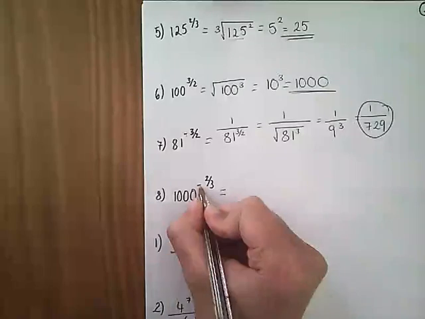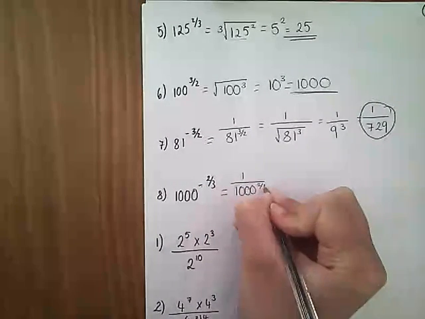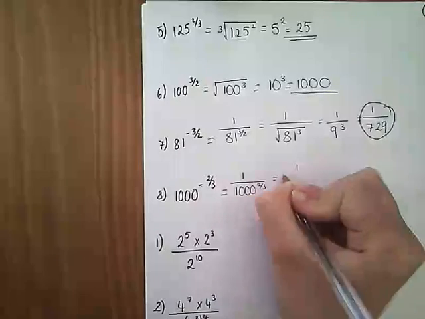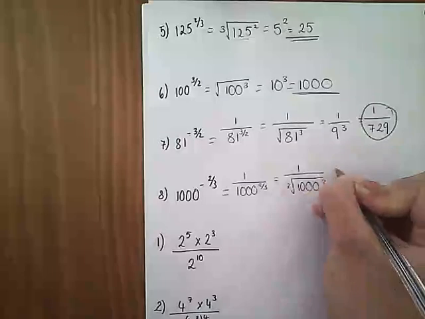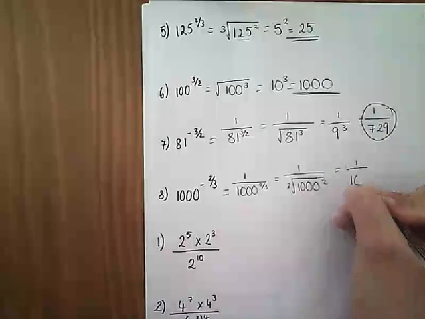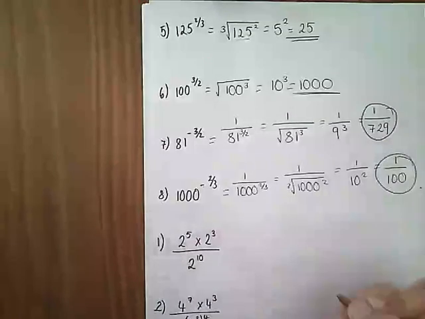Okay? Number 8. 1,000 to the power of minus 2 thirds. So the minus makes it 1 over. We're left with 1,000 to the power of 2 thirds. The 3 on the bottom takes the cube root. So the cube root of 1,000, and then we're squaring it. Cube root of 1,000 is 10. 10 squared is 100. Okay?